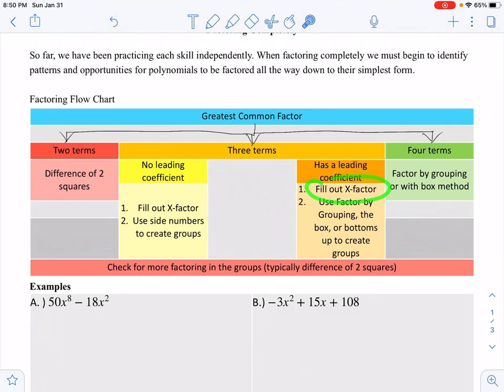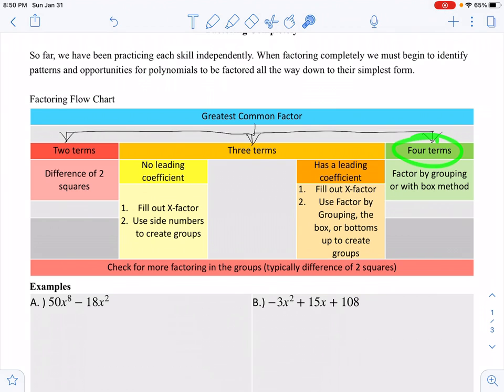You fill out the X factor, and then you're going to use those side numbers to factor by grouping, to use the box method, or to use bottoms up in order to create groups. Again, if those 3 words are foreign to you, then you need to go back and watch some of the other videos on how to do this.